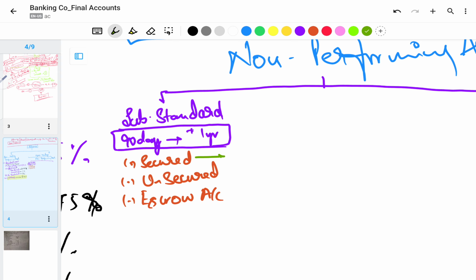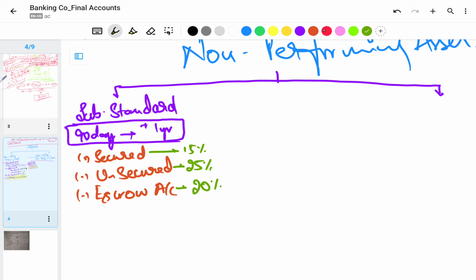Here, if it is secured, then 15% provision needs to be created. If it is unsecured, then 25% provision needs to be created. If it is an escrow account, then 20% provision.